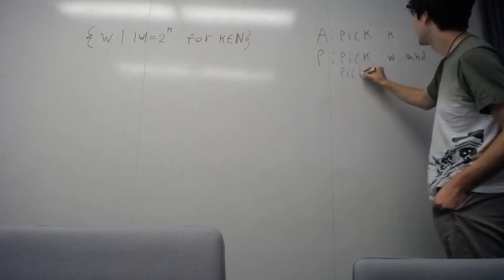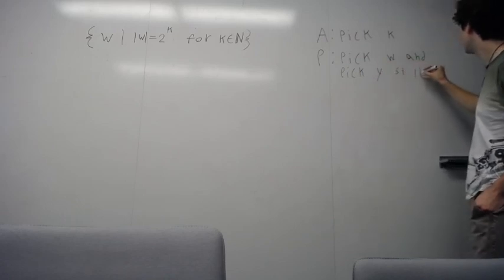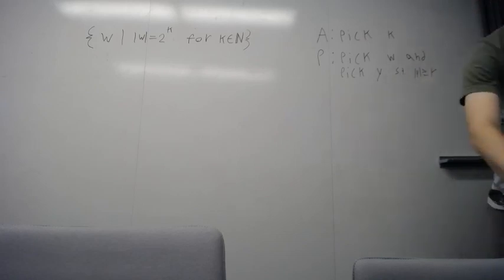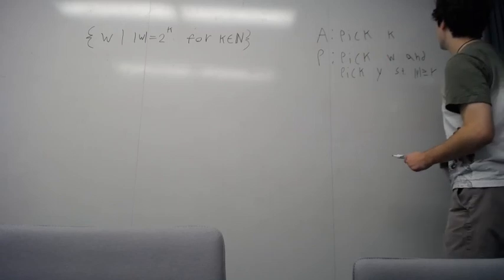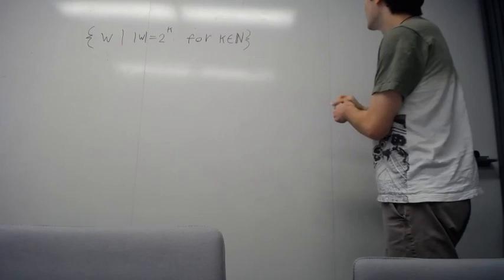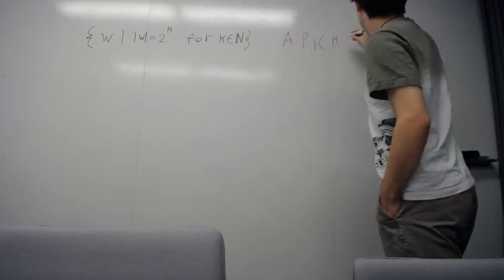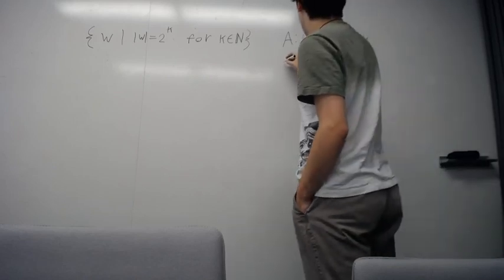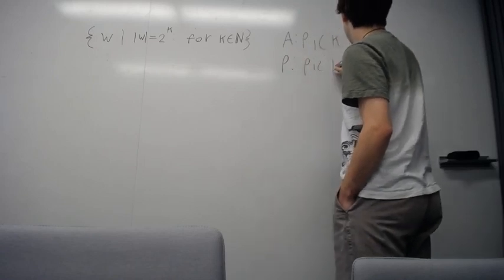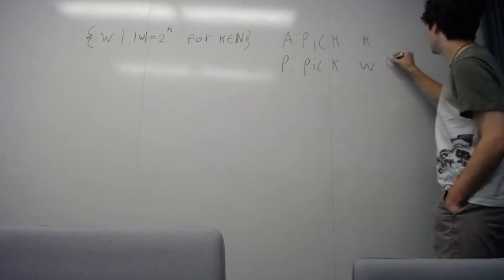Pick Y such that the length of Y is greater than or equal to K. This is not big enough. Let me write it there, and more in this direction. I'm just going to push it all because I know I'm bordering on going off the screen. So A picks K. P picks the string W.